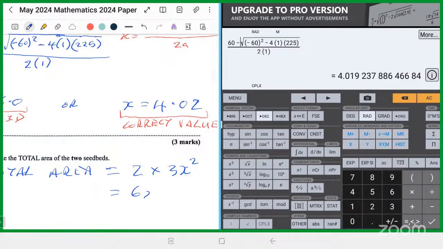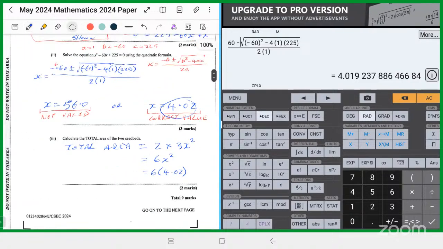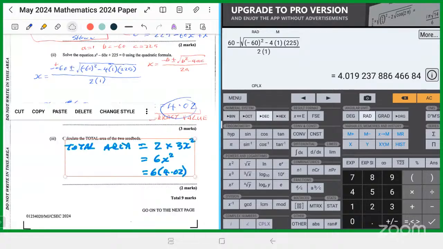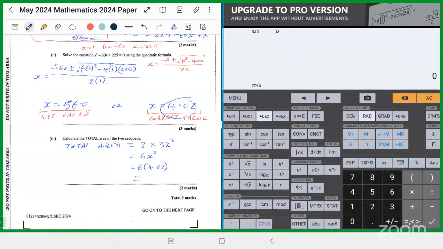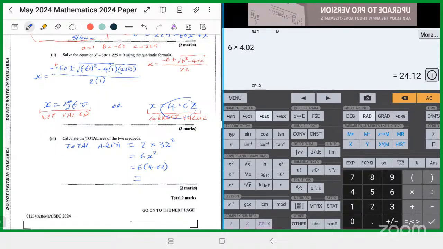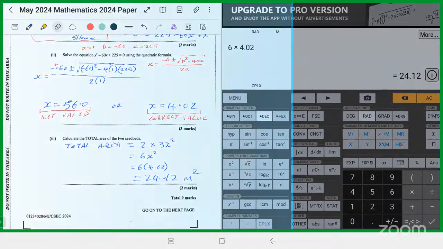It becomes 6 times x squared, and x is this, so it becomes 6 times 4.02. I work this out with the calculator. Yes, 24.12. You have to say meters squared because they ask for the area of the total of the 2 seabeds. And that is it. That's the total of the 2 seabeds.